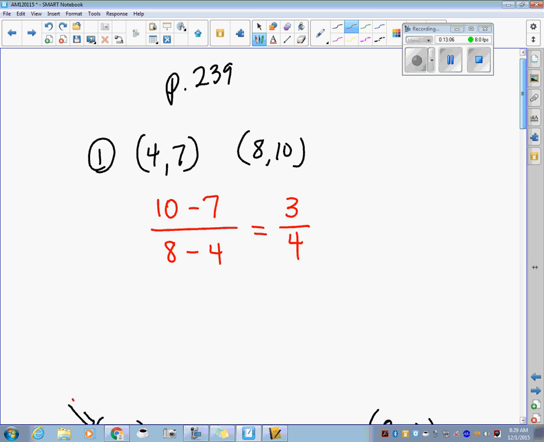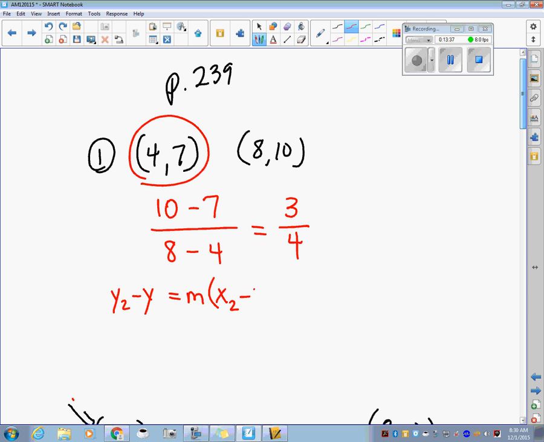I'm going to have us put ours in standard form, which is ax plus by equals c, where a, b, and c are integers, and a is positive. So we're going to pick this one. We're going to pick 4, 7. And I'm going to use the formula y2 minus y1 equals m times x2 minus x1.